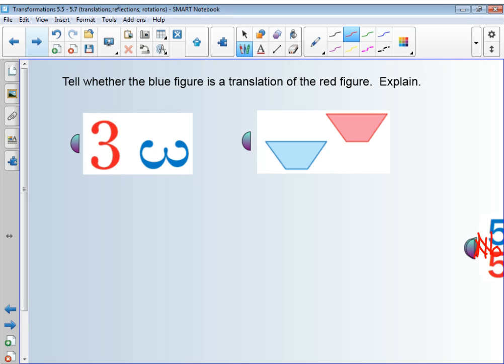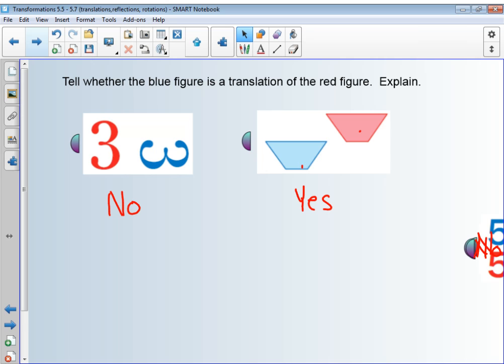Okay, this would be a no translation because they took the 3 and turned it on its side. So that would be a no. Remember, translation keeps the same size and it does not rotate. Here, this would be a yes. Okay, the figures were the same size. They did not rotate. They slid from one location to another. Okay, so that's working with just identifying.